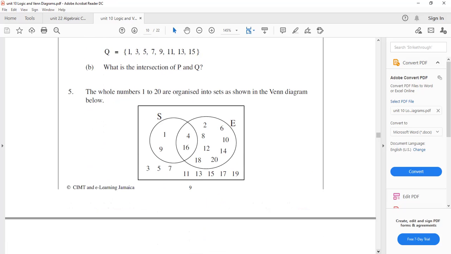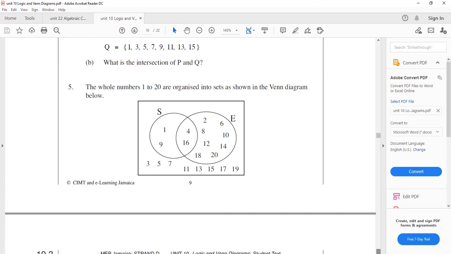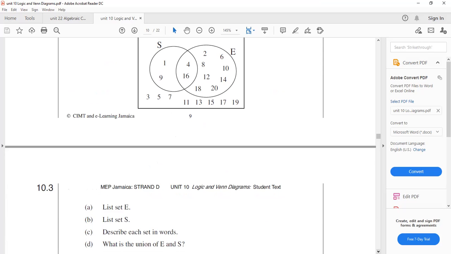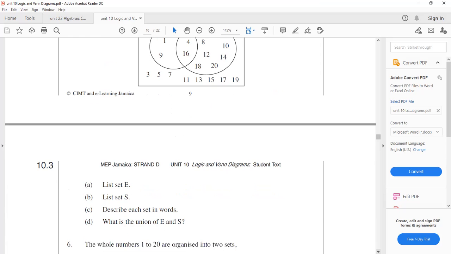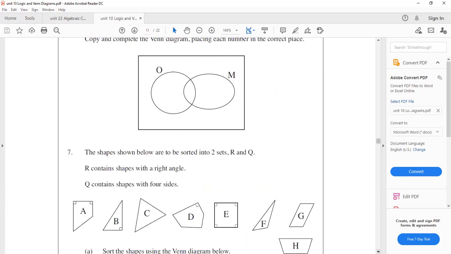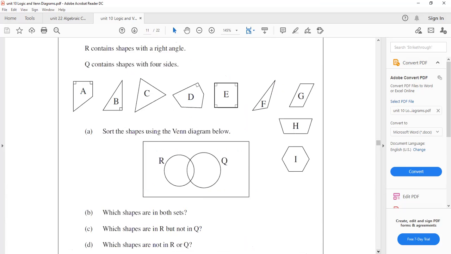The whole numbers 1 to 20 are organized into sets as shown in the Venn diagram. And then there's list set E, list set S. Describe each set in words. What is the union of E and S? Again, you can do that by yourself. So you see, you have the tools now to do all of these.